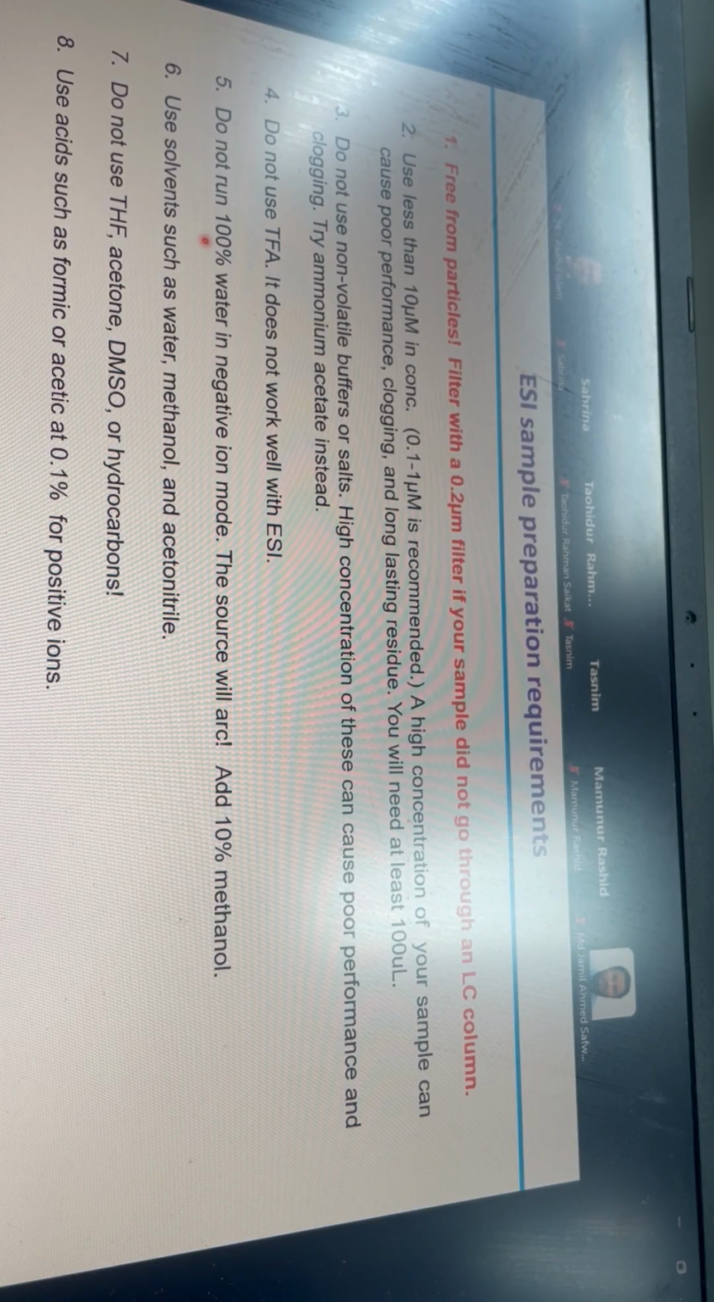Do not use 100% water in negative mode, use at least some organic solvent so that desolvation is faster. The recommended solvents are water, methanol and acetonitrile. Do not use THF, acetone, DMSO or hydrocarbons. Use a little bit of acid if you are working in positive ion mode, because the acid will protonate your sample and you will get a really good spectrum. If you are working in negative mode, use ammonium acetate or ammonium hydroxide. So add some base, so that you can deprotonate your analyte.